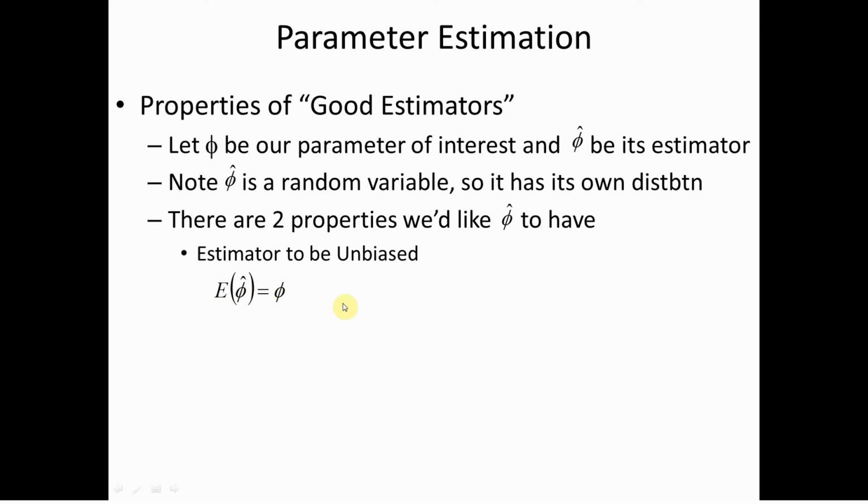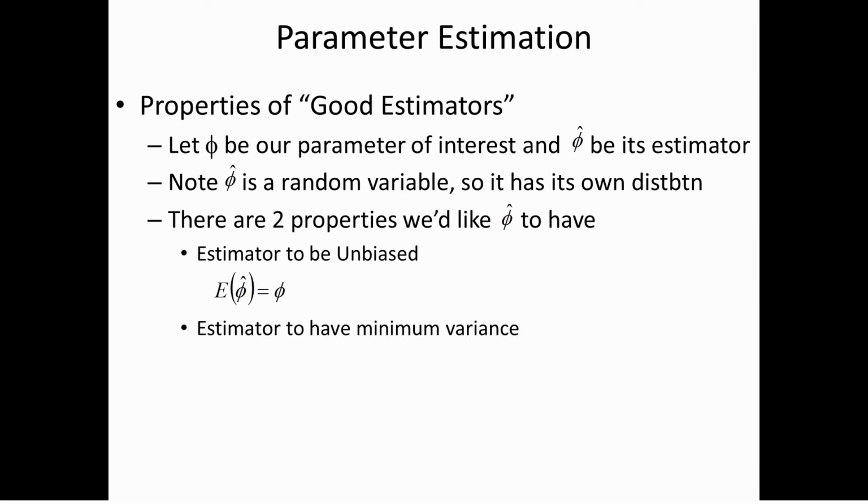Why would we like this? Think about it for a second. What is the expected value? The expected value is the value that you would most likely expect to see. What value will we most likely expect to see? We'd like it to be the value of the true parameter, because that's what we're trying to estimate. That's an important property, but that's only half of the story.